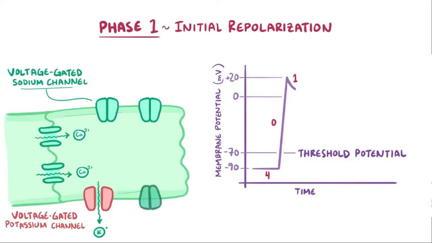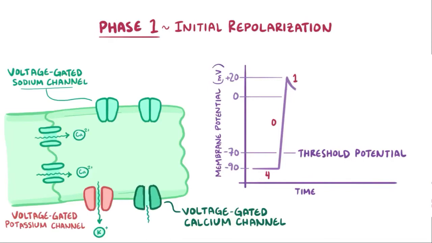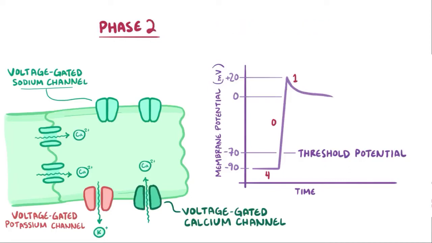Shortly after this, though, the voltage-gated calcium channels open up, and that allows calcium ions into the cell. As calcium flows in, it brings with it a positive charge. That positive charge from the calcium ions flowing in counterbalances the positive charge from the potassium ions that are flowing out. So the membrane potential actually stays pretty stable, and this is called phase 2, or the plateau phase.